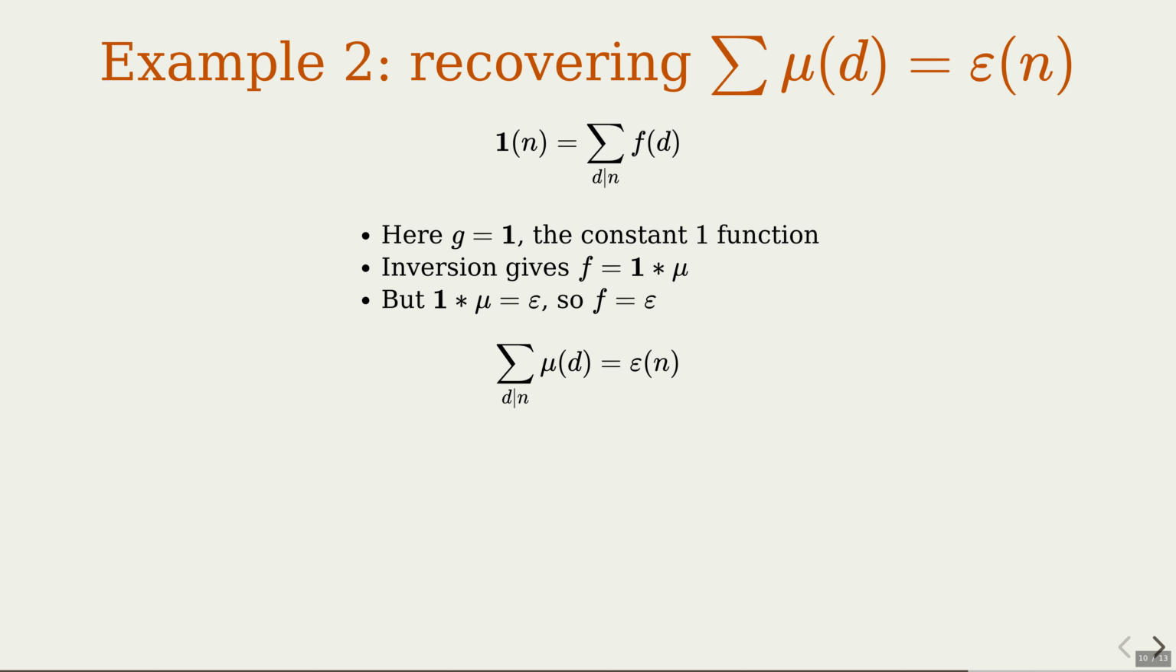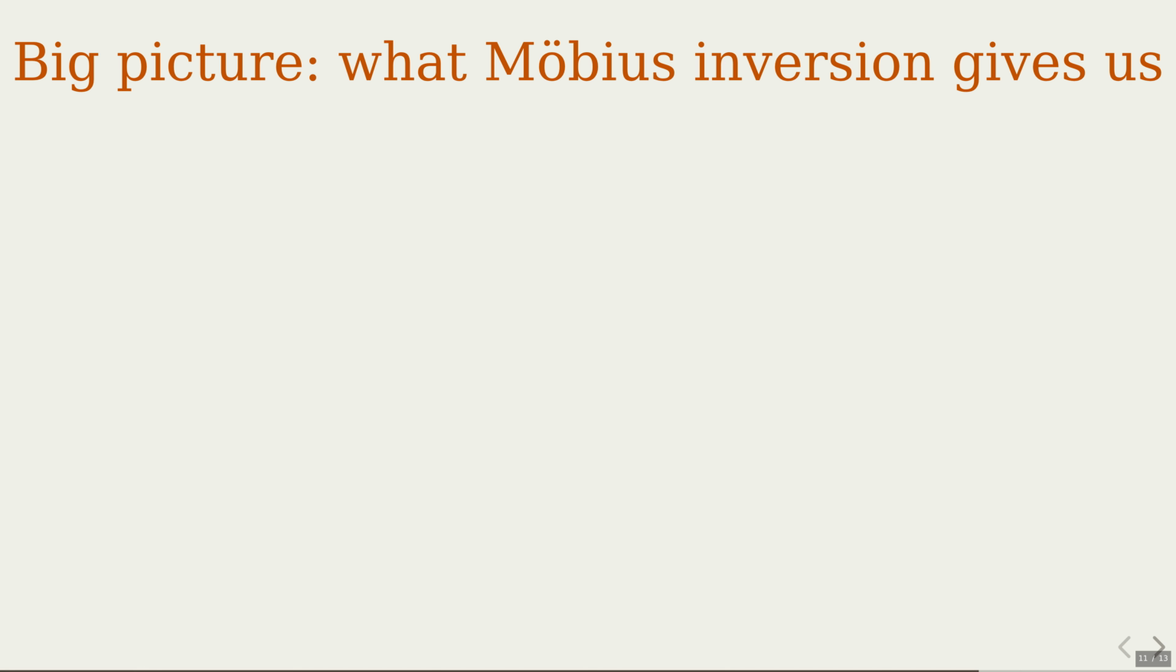So Möbius inversion and the fundamental identity for Möbius actually reinforce each other. This closes the circle. The basic identity for mu leads to inversion, and inversion in turn rederives that identity. Let us step back and summarize what Möbius inversion has added to our toolkit.